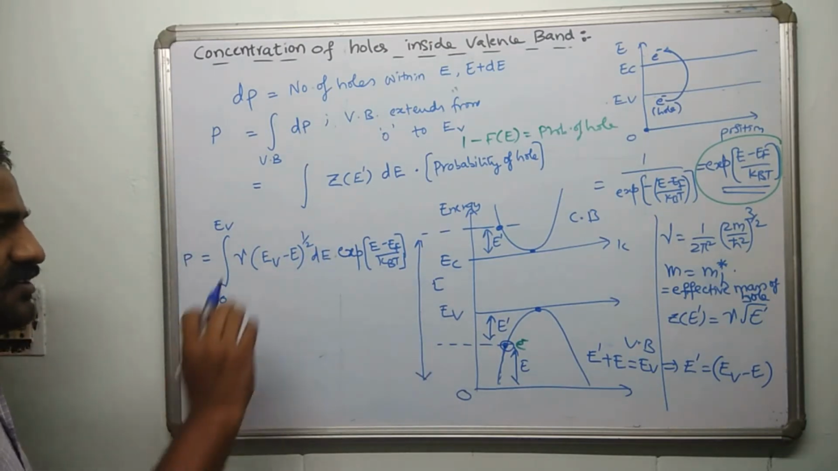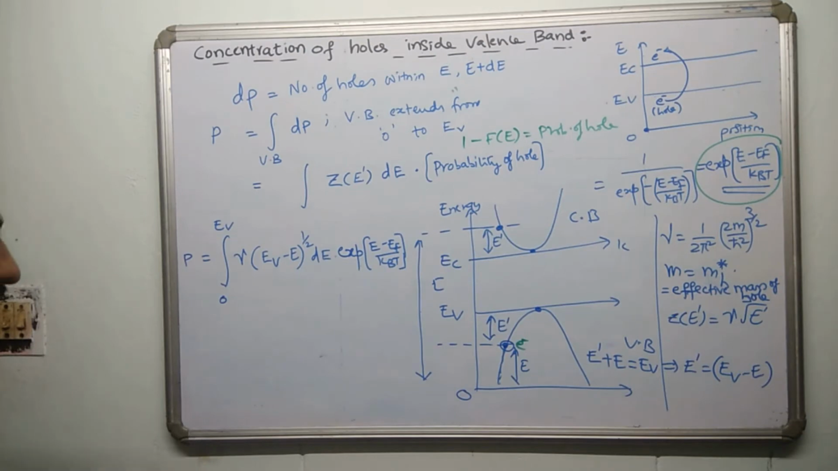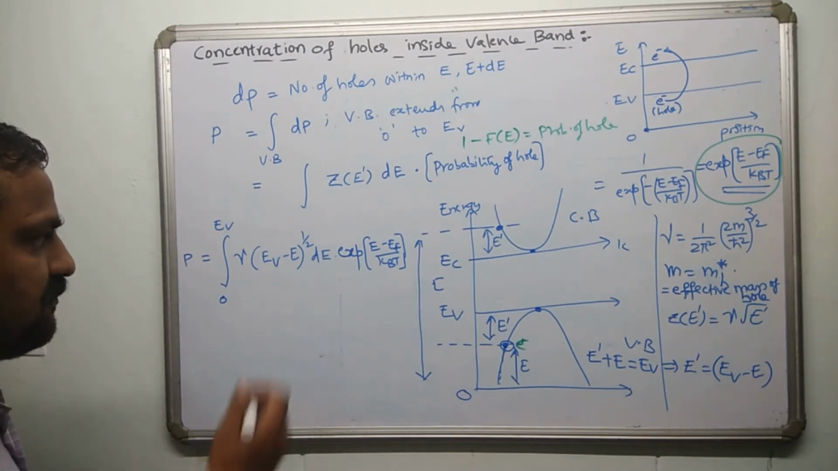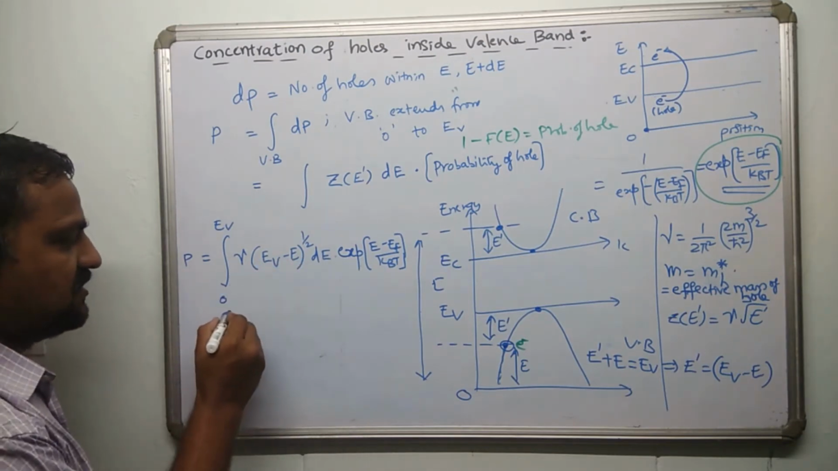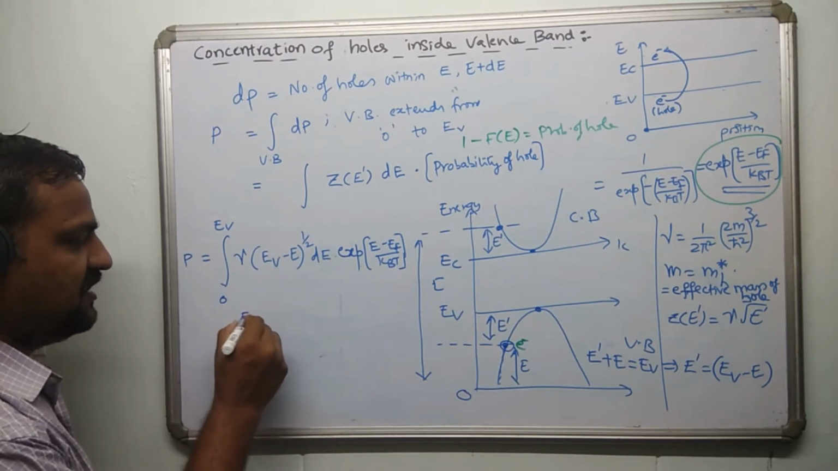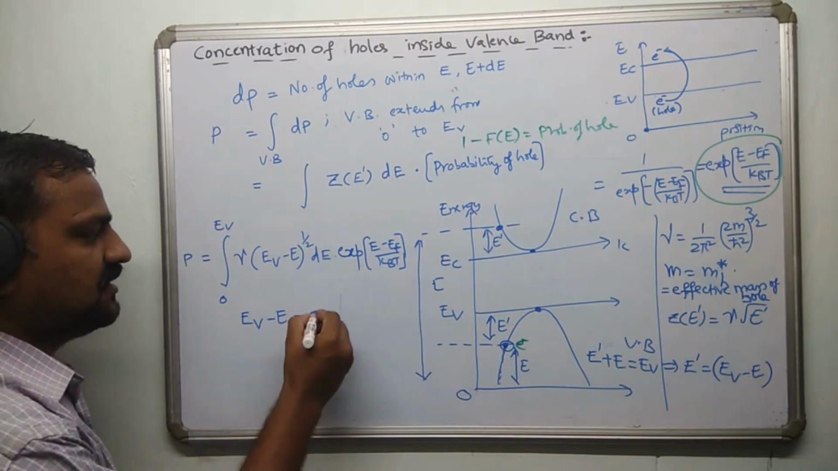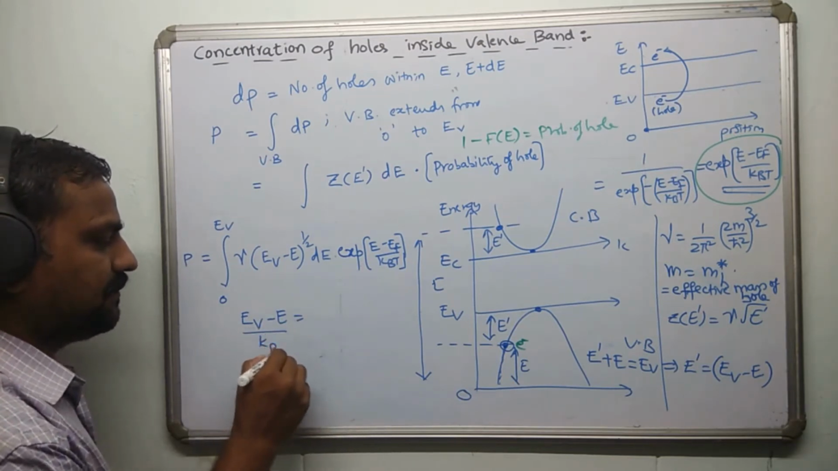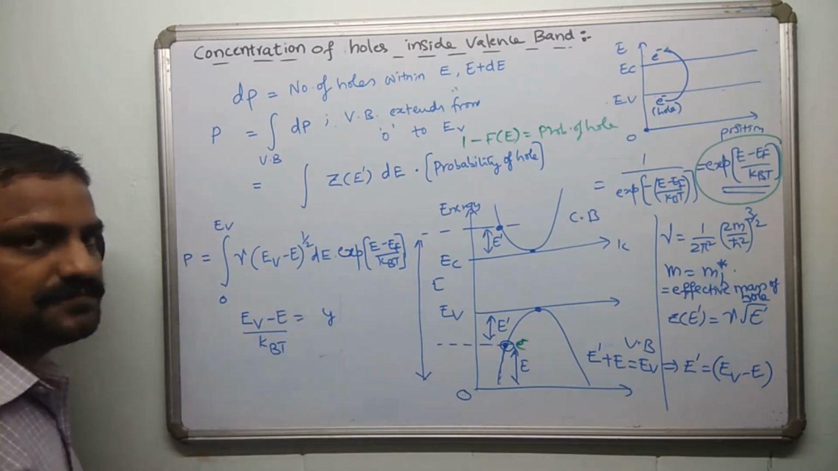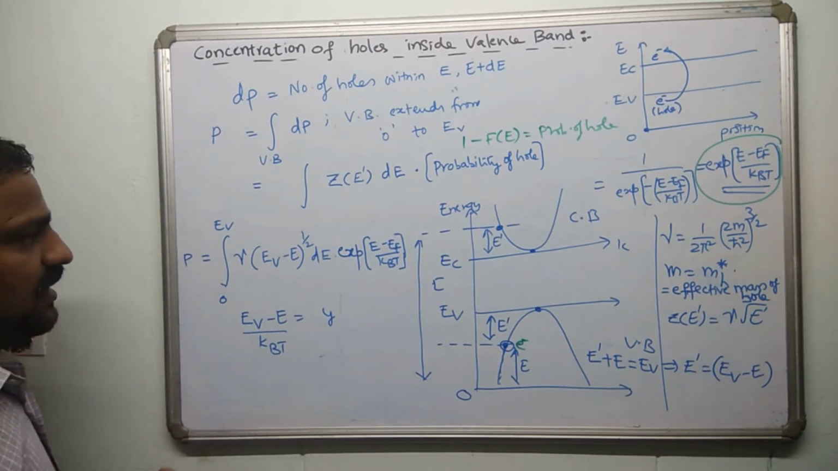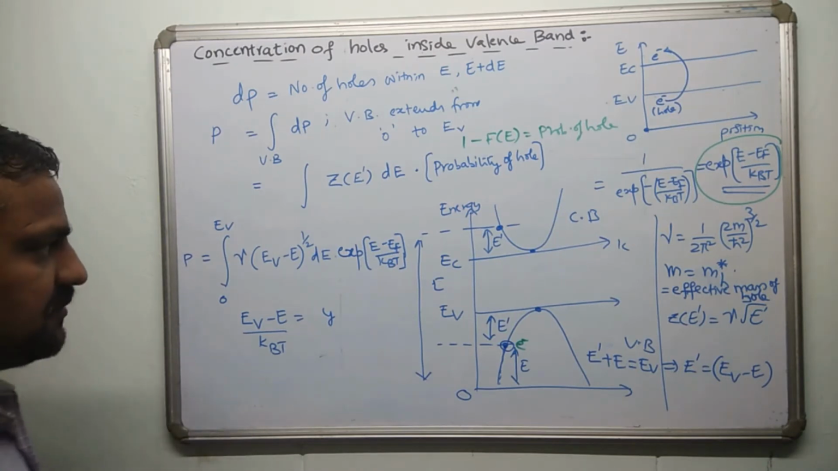Now our job is to simplify this. Last time we did it, and in a similar manner we are going to proceed. Once again I take this approximation. By the substitution method, EV minus E divided by KBT, I am calling this some Y. And I'll do one manipulation here.